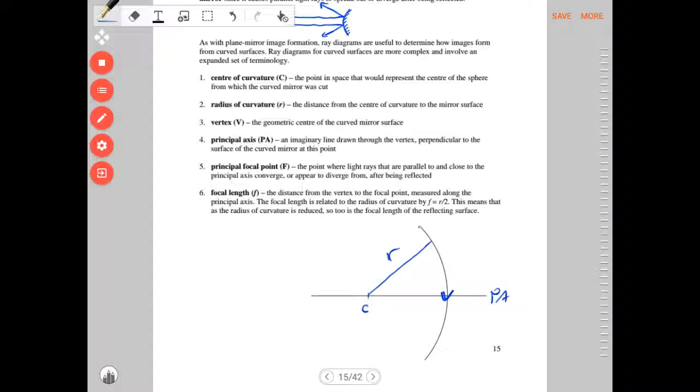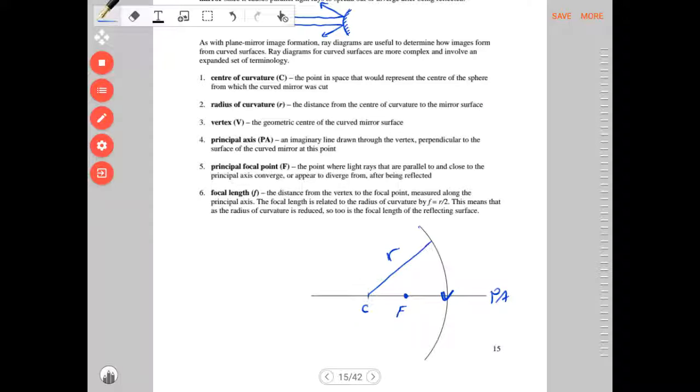The principal focal point is the point where light rays that are parallel to and close to the principal axis converge, or appear to diverge from, after being reflected. The principal focal point occurs right here, halfway between C and V. So this is point F.